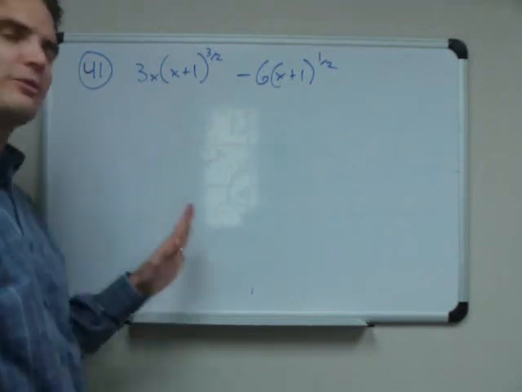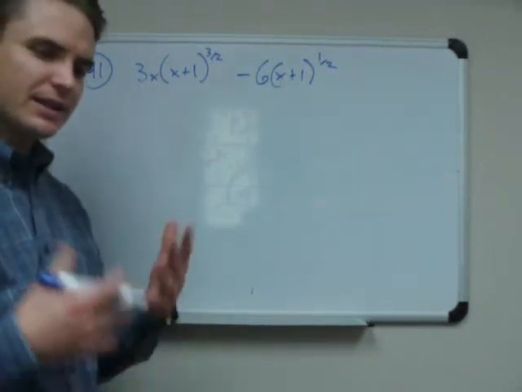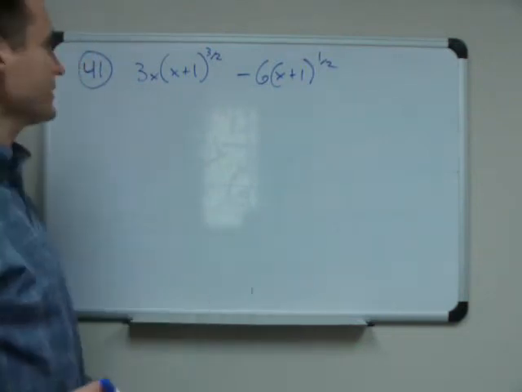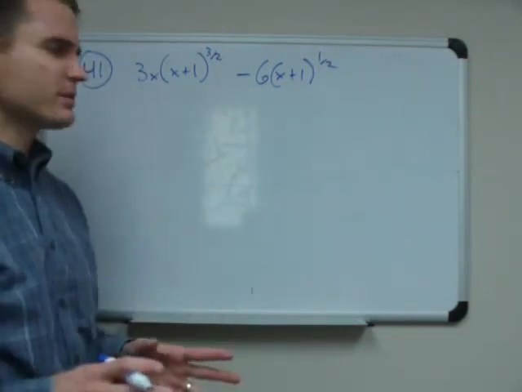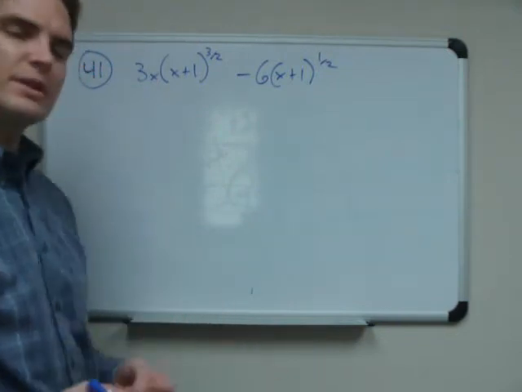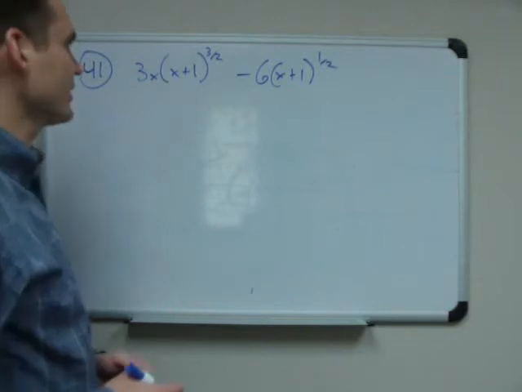Problem in this section, number 41. The instructions say simplify each expression by factoring. So what can we do to factor this? Well, this one's a little bit unusual, and it's kind of vague why you might want to factor this, but at least we can factor something out of here.